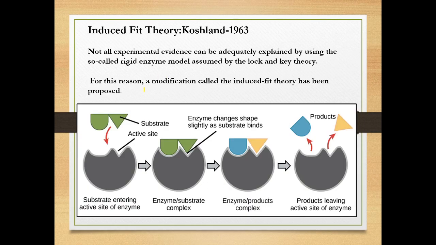അതുകൊണ്ടാണ് പിന്നീട് എന്ത് ചെയ്തത്, Induced fit theory proposed by Koshland in 1963. മറ്റേത് 1880, ഇത് 1963. Not all experimental evidence can be adequately explained by using the so-called rigid enzyme model assumed by the lock and key theory.